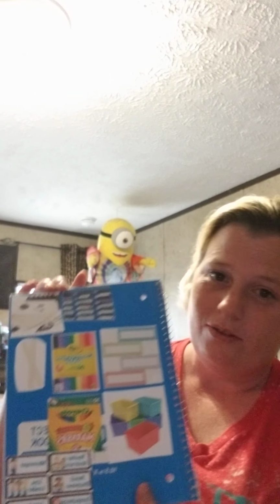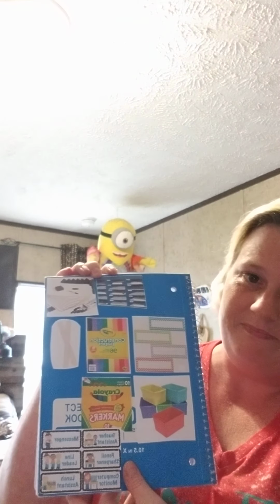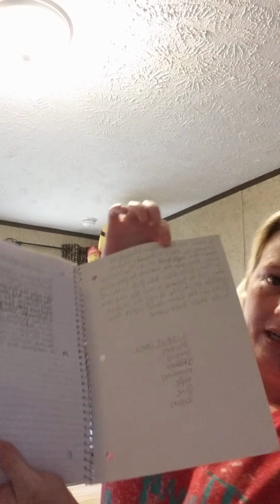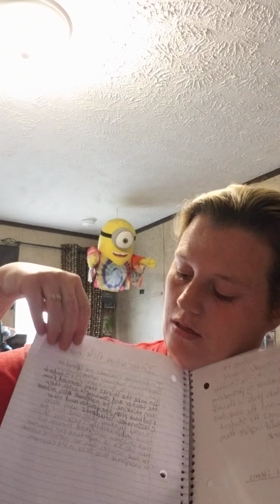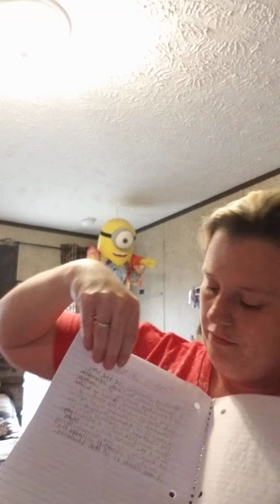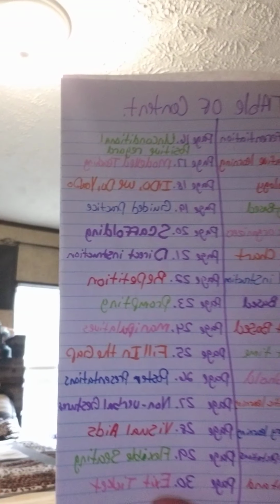This is my interactive notebook. The front cover has all of the things I would use in a classroom. First page right here is my supply list, and then it has the interactive notebook and my thinking strategies. And I have my table of content, which is right here.